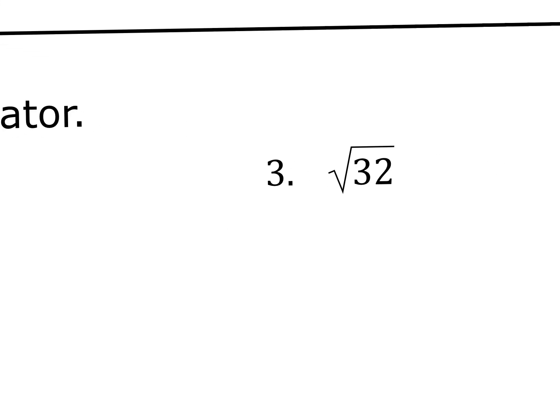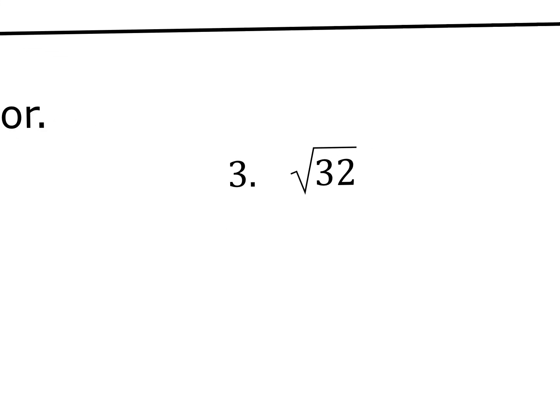Okay, number 3, when we look at number 3, that's a typo. Let's rewrite that as the square root of 36. The reason we can't do 32 is there's not two numbers that multiply to 32 that are the same number. So let's change that to a 36. And two numbers that multiply to 36 that are the same number are 6 and 6.